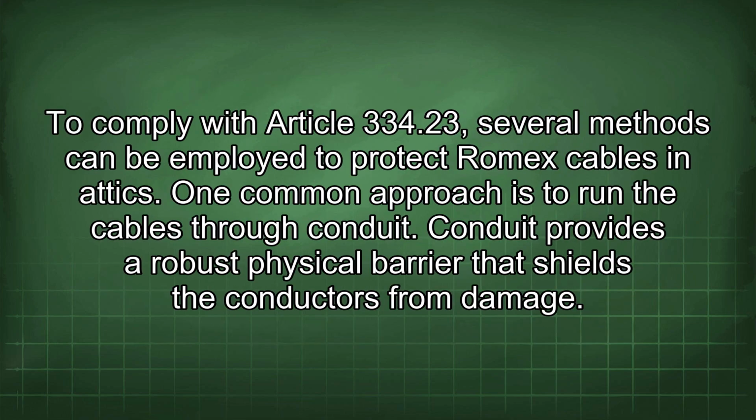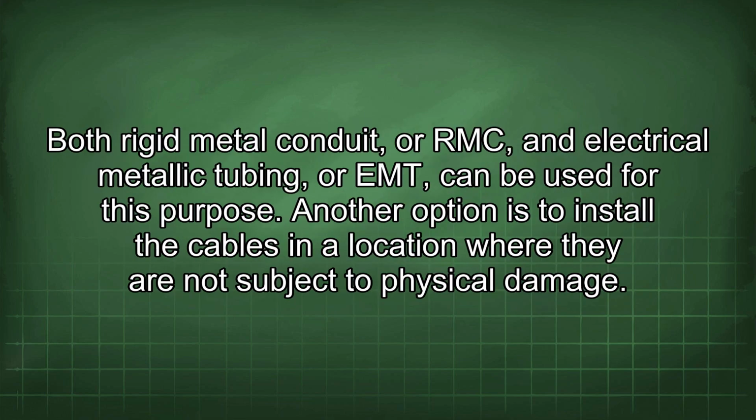To comply with Article 334.23, several methods can be employed to protect Romex cables in attics. One common approach is to run the cables through conduit. Conduit provides a robust physical barrier that shields the conductors from damage. Both rigid metal conduit, or RMC, and electrical metallic tubing, or EMT, can be used for this purpose.